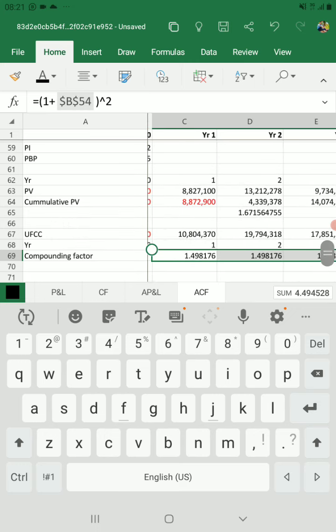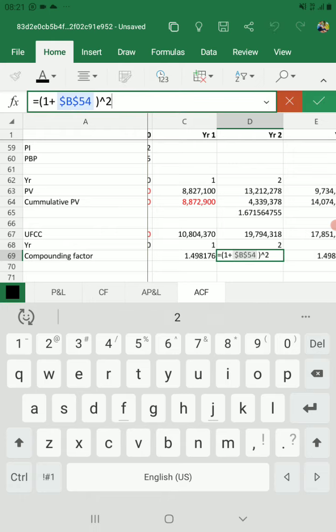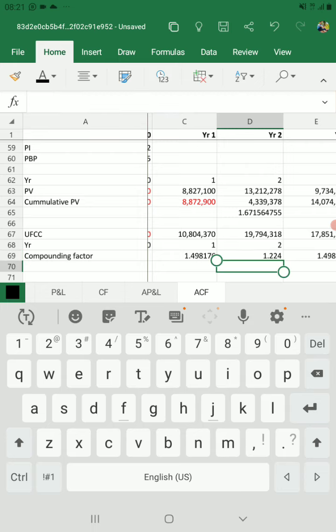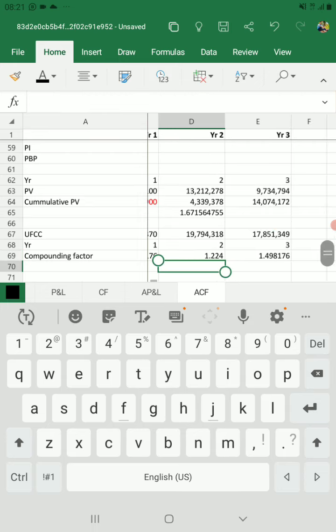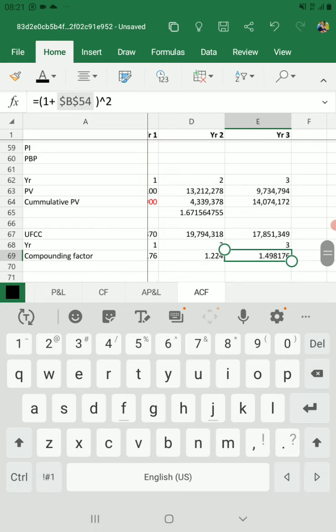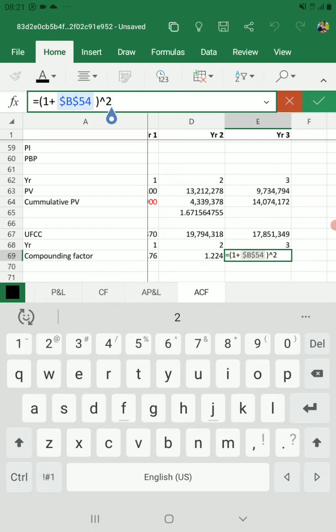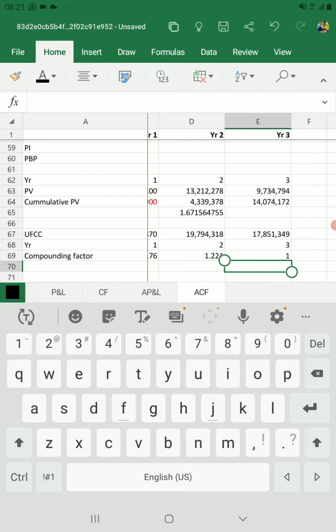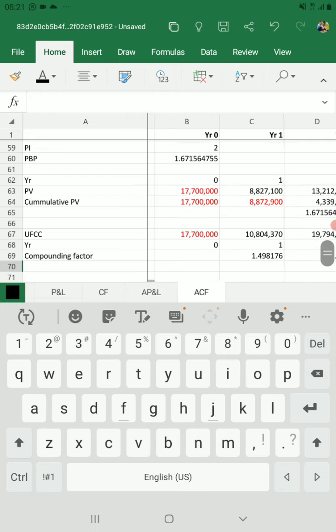For year 2, you can see there in the formula bar, the compounding now for year 2 is only 1 year, from year 2 to year 3. So instead of 2 here at the end, I replace it with 1, okay? And for year 3, it is already now. So the compounding factor here is 0, okay? N is 0. So we have established our compounding factors.